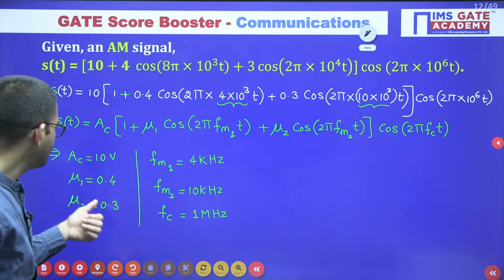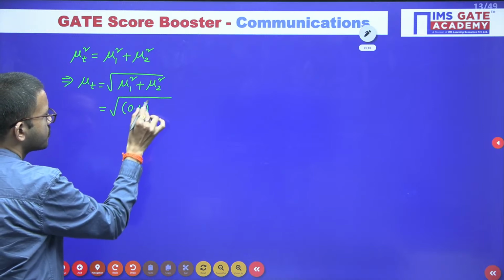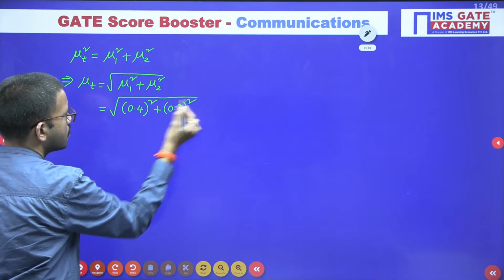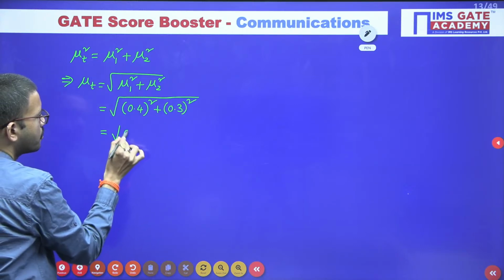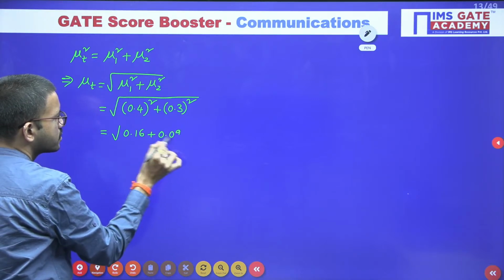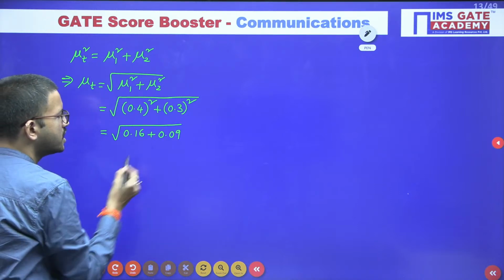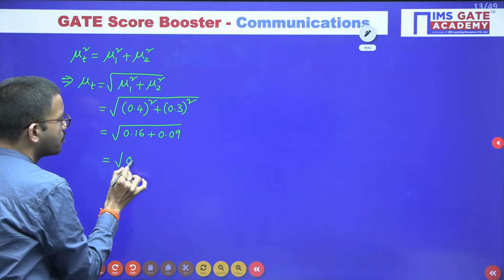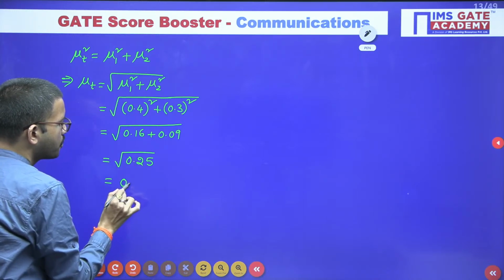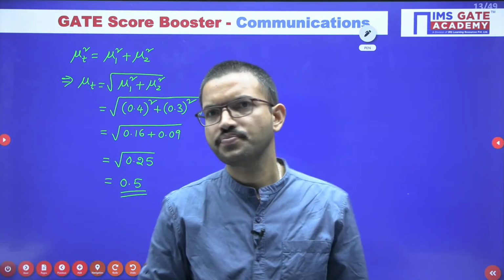Mu1 value is 0.4, mu2 value is 0.3. So 0.4 whole square plus 0.3 whole square. 0.4 whole square is nothing but 0.16. 0.3 whole square is nothing but 0.09. How much are you going to get? All of you please respond. 0.16 plus 0.09, that is nothing but 0.25. So the square root of 0.25 is nothing but 0.5. So the resultant modulation index is 0.5.